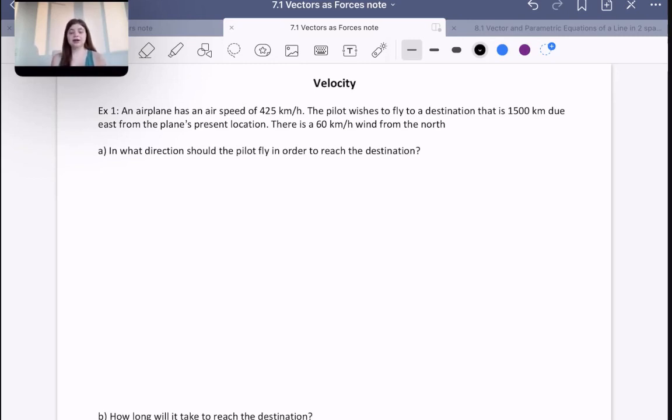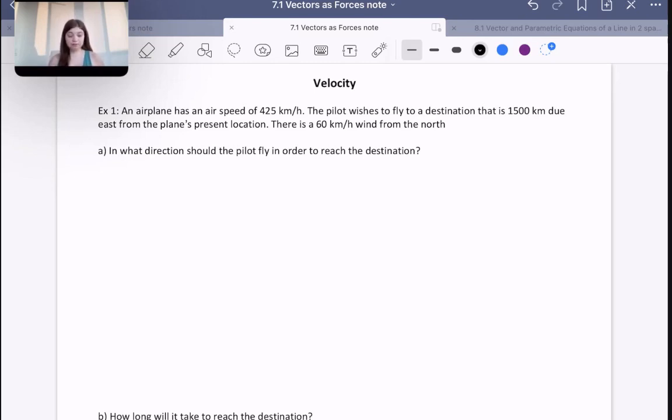So let's talk about this first example here, example one. It says here, an airplane has a speed of 425 kilometers per hour. The pilot wishes to fly to a destination that is 1,500 kilometers due east from the plane's present location. There is a 60 kilometers an hour wind from the north. In what direction should the pilot fly in order to reach the destination?